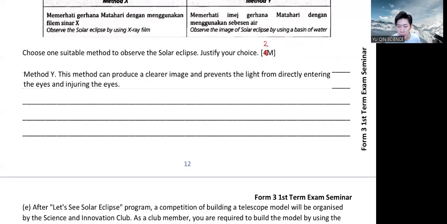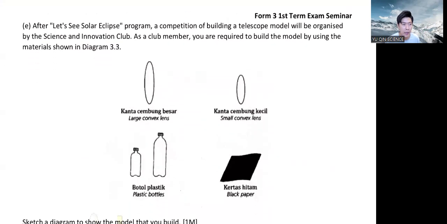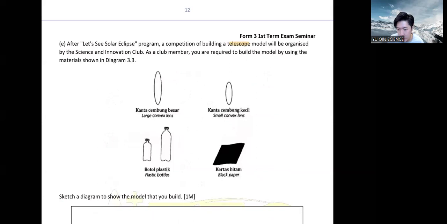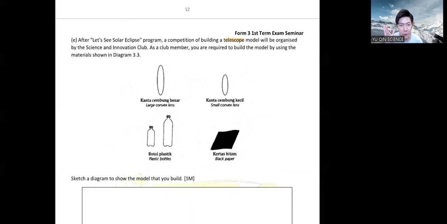Okay, next page. Done. Okay, next, the solar eclipse program, a competition of building a telescope, organized by the Science and Innovation Club. As a Science Club member, you are required to build one. Honestly, you don't have this topic in your syllabus. You don't have telescope. So this one is a little bit extra, but basic enough to actually do it.